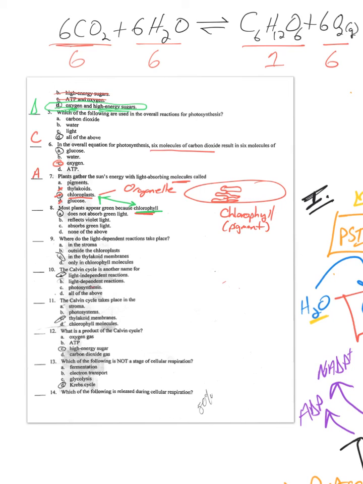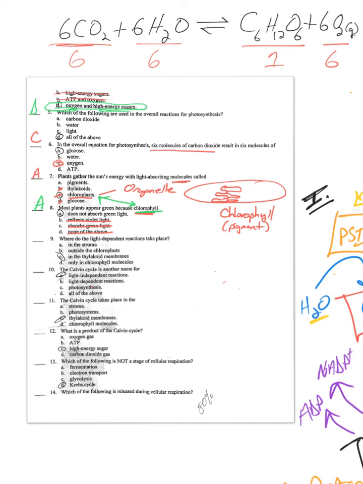Because chlorophyll does not absorb green light is correct. That is the correct answer. So the answer is A. The fact that it does not reflect violet light, or that it doesn't absorb green light, those are wrong answers. And of course, none of the above is the wrong answer. So it does not absorb green light, and that's why you see green. And we went through that in class.